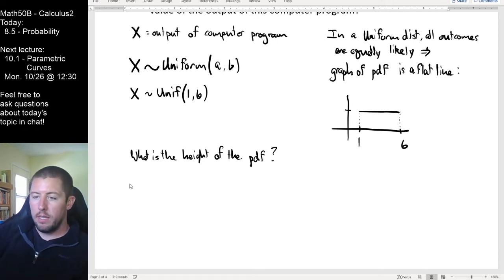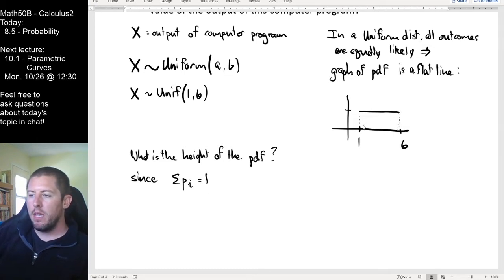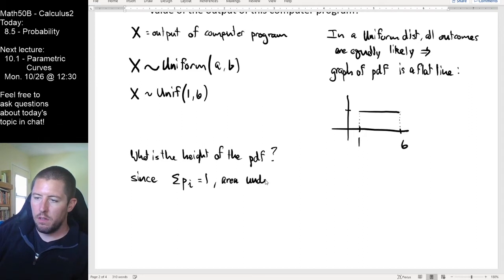Well, what I know is that since the sum of all probabilities needs to equal 1, what I'm seeing here is that the probability has to be equal to this area that's associated with what's going on underneath the curve right here. We're accumulating area in the same way that we accumulate probability. So our area under the curve must be equal to 1.